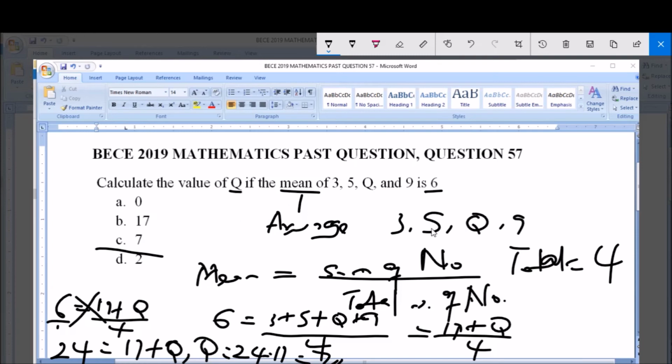Now let's check our answer if it's correct. 3 plus 5 will give us 8, 8 plus 7 will give us 15, which is our Q, and 15 plus 9 will give us 24. Now 24 divided by the total numbers, which is 4, will give us 6. You can see it is correct. So our correct answer here is C, 7. So Q is 7.